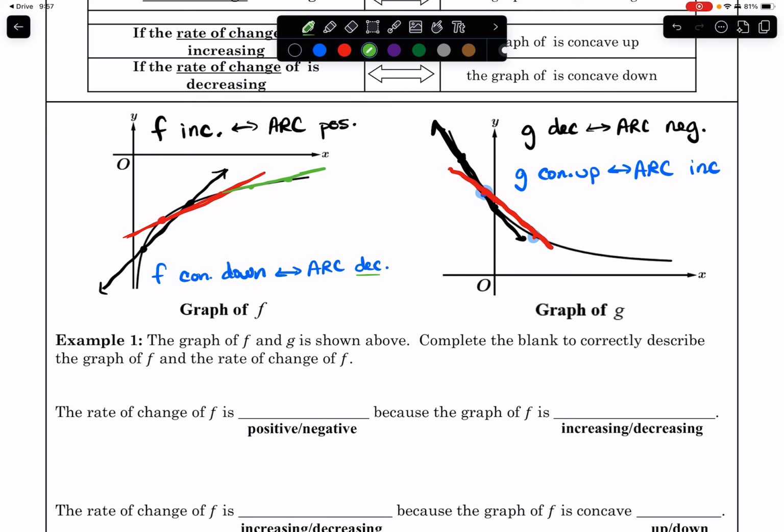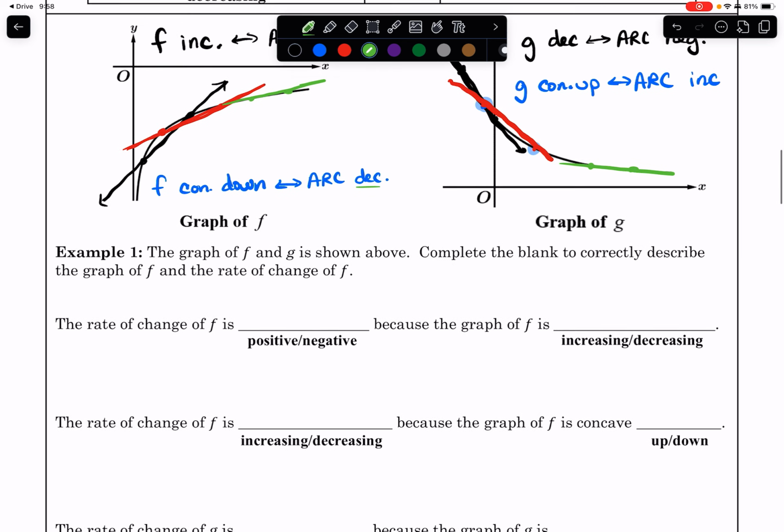And if I look at this point to this point, it's still going to be a negative number, but not as negative. It's going to be an even smaller negative number, which means it's bigger in value. So the average rate of change is increasing.